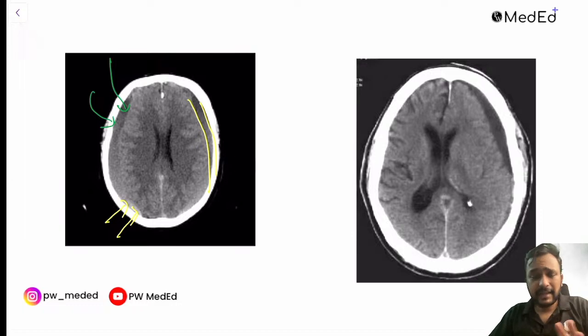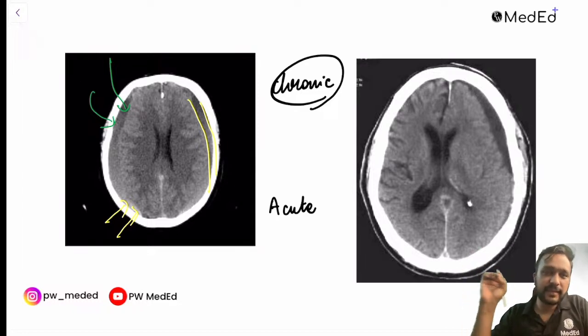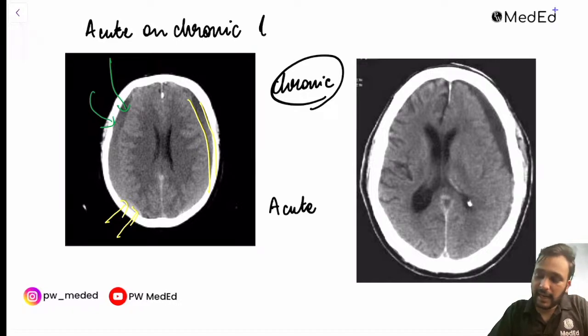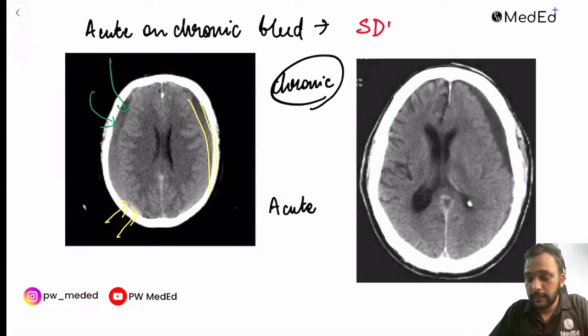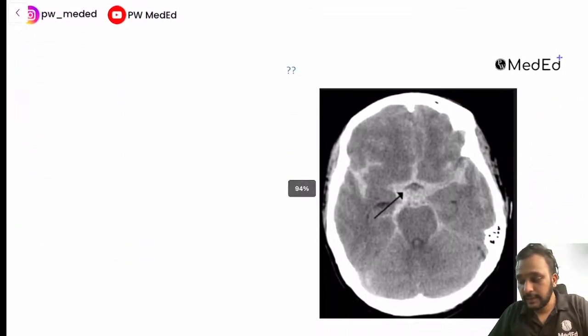So this means that hyperdense areas are areas of acute bleed, and hypodense areas are areas of chronic bleed. So whenever you are seeing hyperdense as well as hypodense areas in an extraaxial collection, that will mean it is an acute on chronic bleed. And looking at the shape of the bleed, which is concavo-convex, it is an acute on chronic subdural hemorrhage, right?